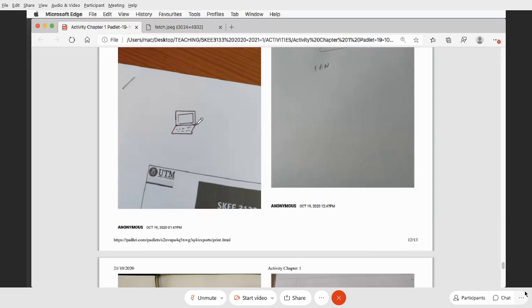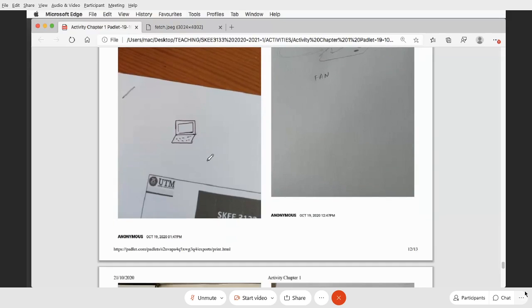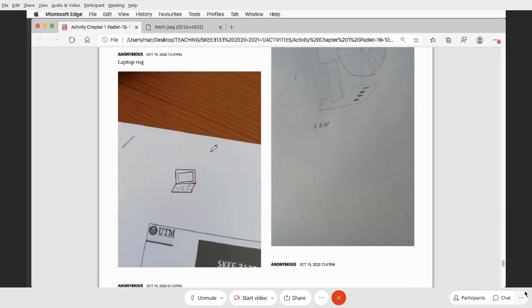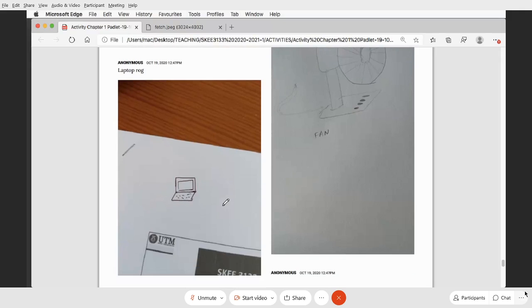This one, what is this? Laptop. What do you mean, laptop to control the temperature? What? I don't know. Very cute. CD. Laptop Pro.